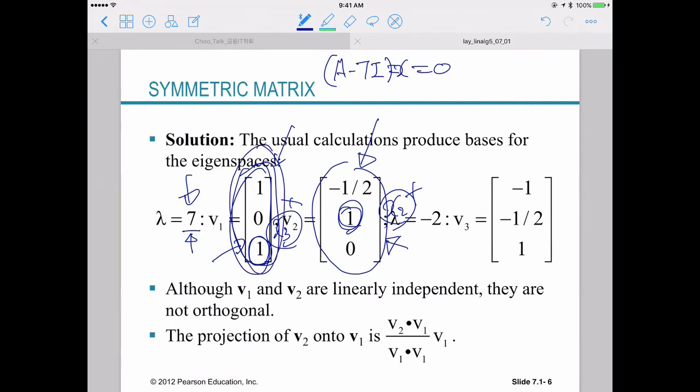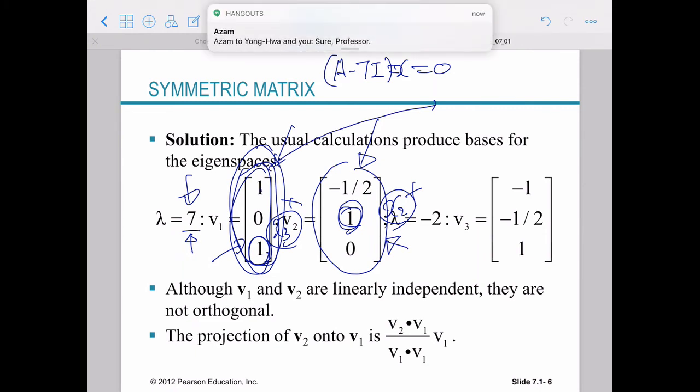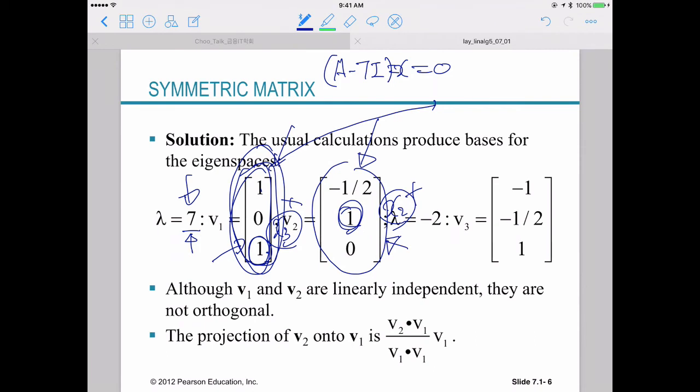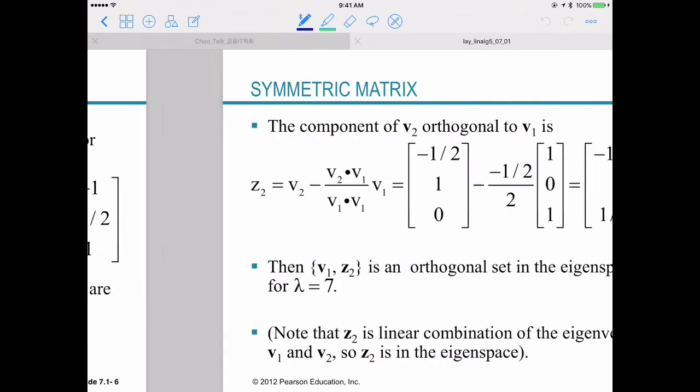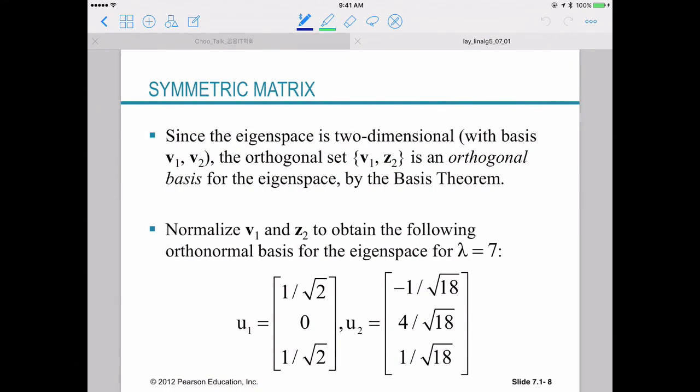So this is the first vector, and then we can normalize it so that the length becomes 1. Since 1 squared plus 1 squared equals 2, we divide each element by square root 2. So that is the first orthonormal basis vector.